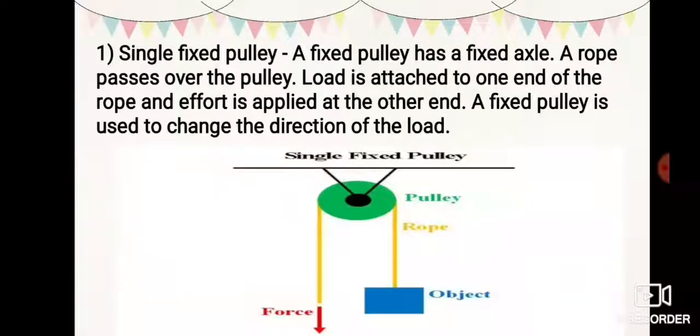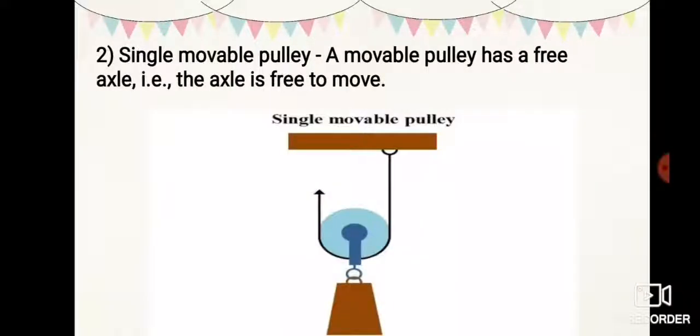Now single fixed pulley. So what is it? A single fixed pulley is defined as a pulley with its axis of rotation fixed in place. Here a fixed pulley is used to change the direction of the force. Now what is single movable pulley? A pulley whose axis of rotation is not fixed in position is called a single movable pulley.